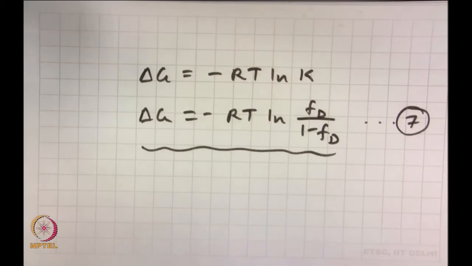See, by doing this, you have actually achieved a huge thing. You have related delta G to what? You know delta G is related to k equilibrium, but not only that, you know k equilibrium is related to f of d, which is related to what? Y, y n and y d. So, you have related delta G to your change in observable.